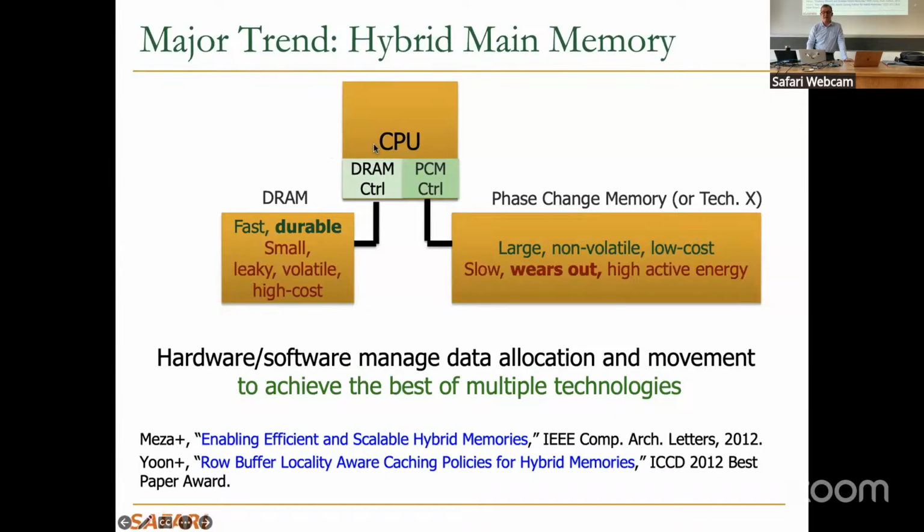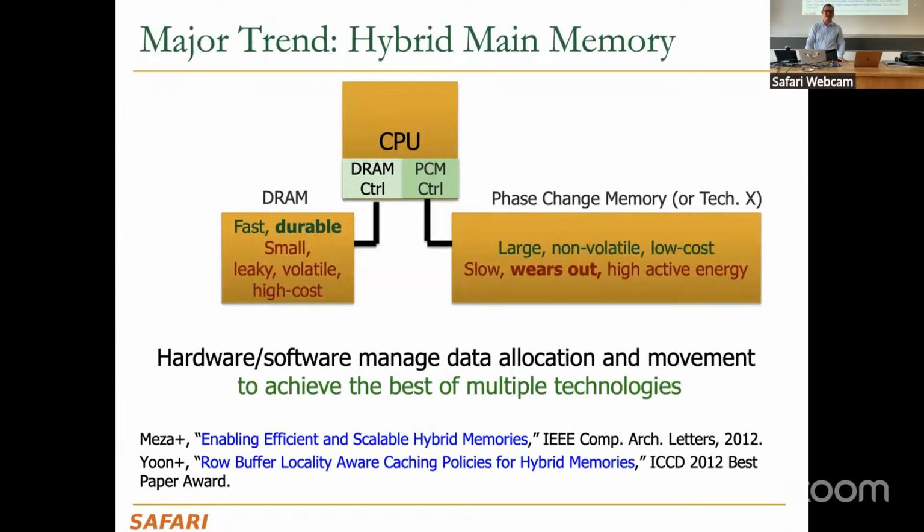And you can manage them in hardware using memory controllers. You can manage them in software. You can manage them in both hardware and software. And you can manage the data allocation and movement such that you can achieve the best of each technology as much as possible. So to be able to do that, of course, your hardware and software need to be aware of different types of technologies. And that's the idea over here.